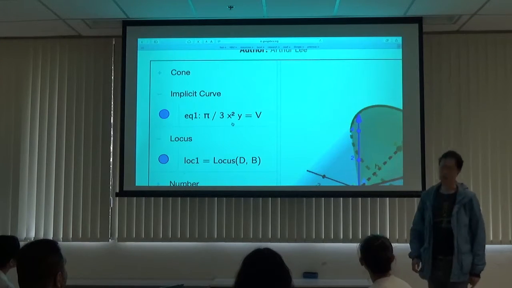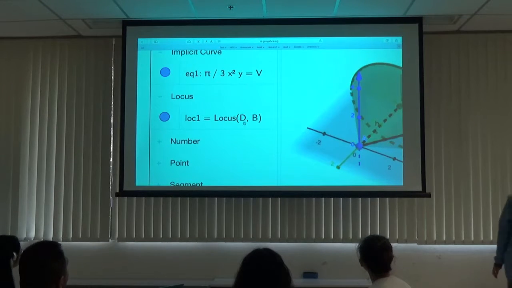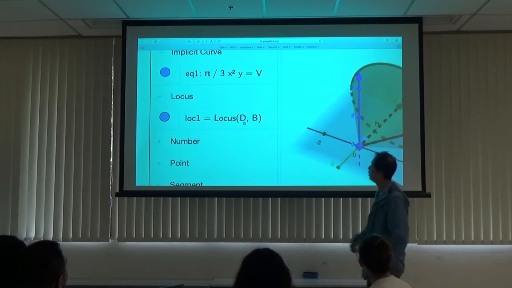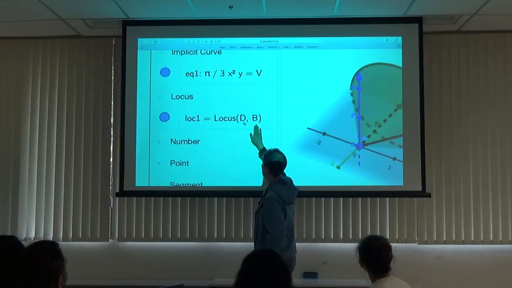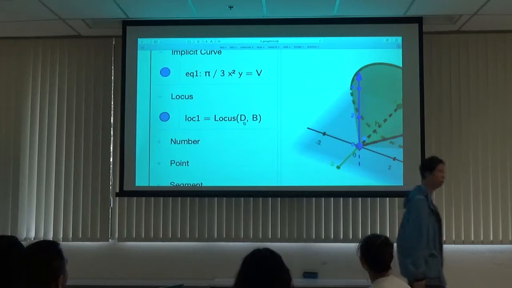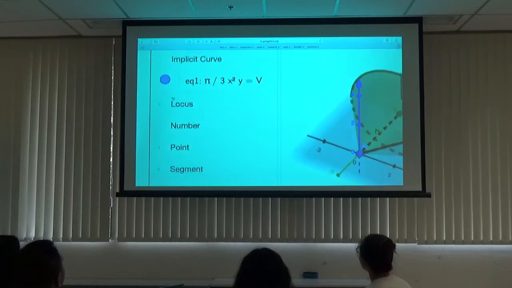And the locus. Later on, if you have the point D, then you can create a locus, which describes the movement of D based on the independent point B. So that is the command. Can you follow? There's something like this.